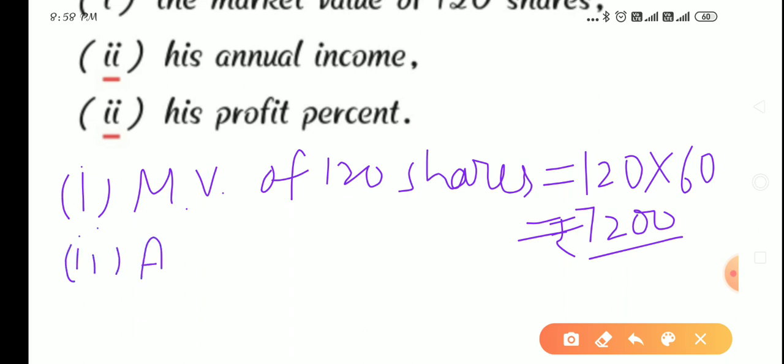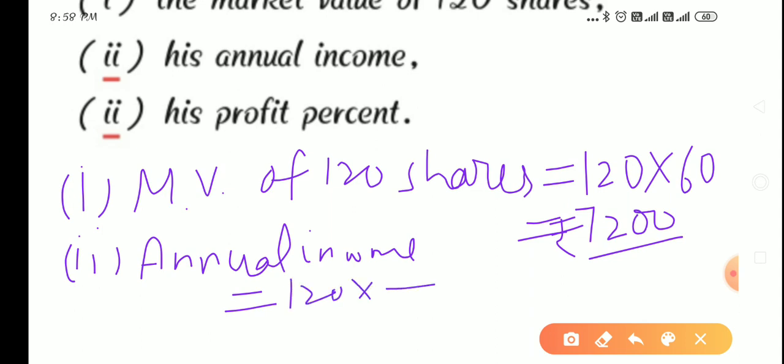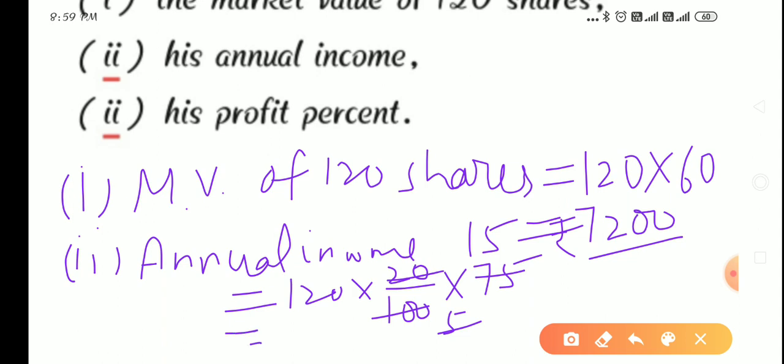Second part, his annual income. Now again and again I am not writing the formula. In 2 or 3 questions I told you I will speak the formula, not write it. Annual income will be number of shares 120, dividend percent 20 upon 100, NV of one share 75. 25 4s are 100, 5 ones are 5, 5 5s are 25. Now you multiply 15 into 12, 15 2s are 30, 15 1s are 15, 16, 17, 18, 1800. 1800 is the annual income.